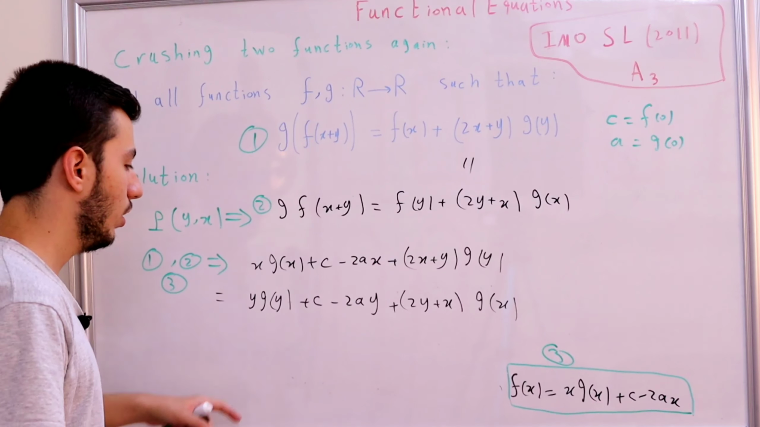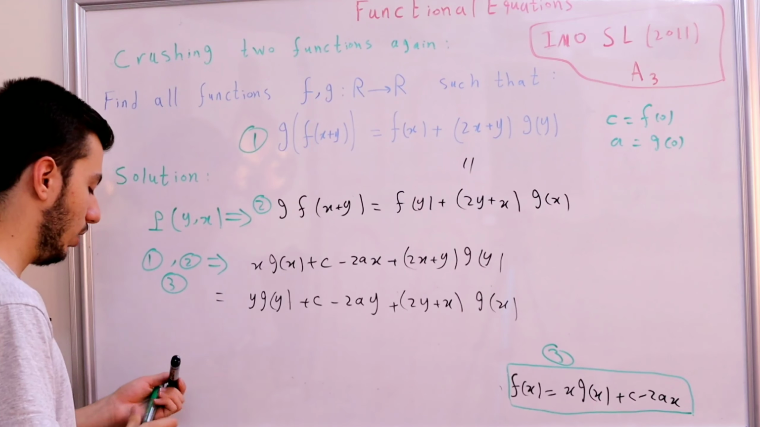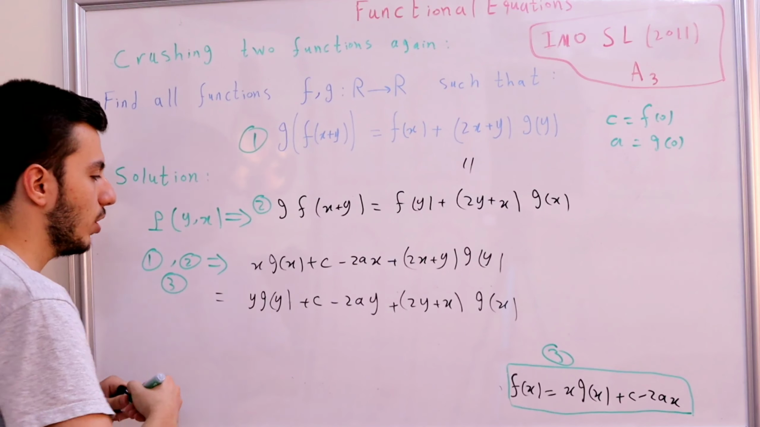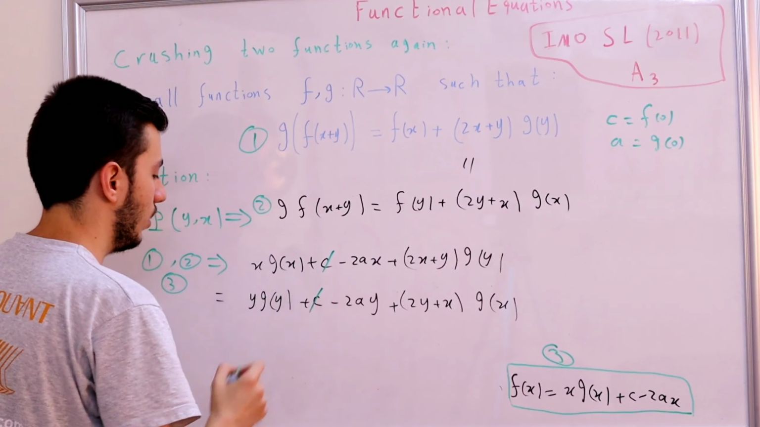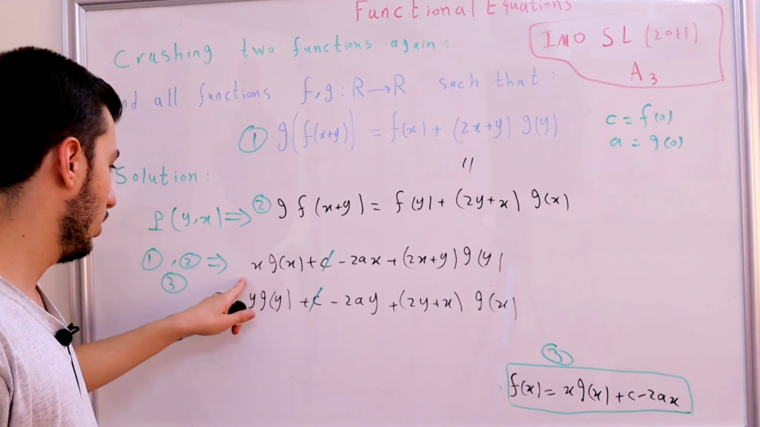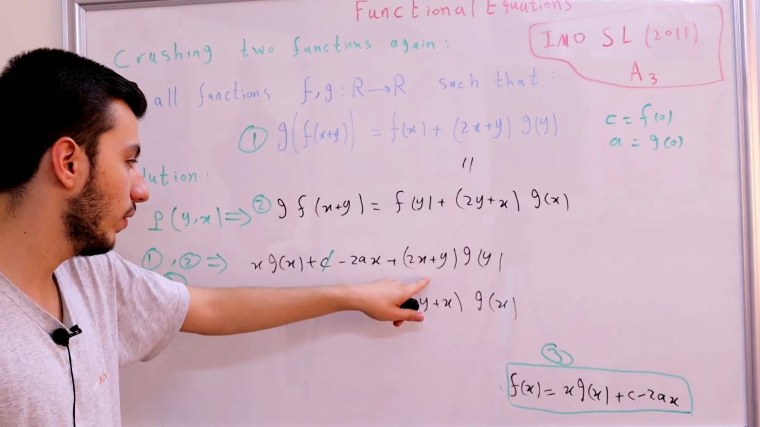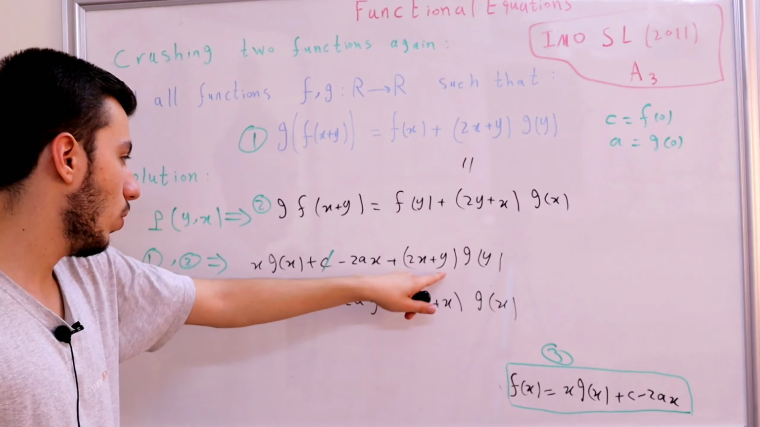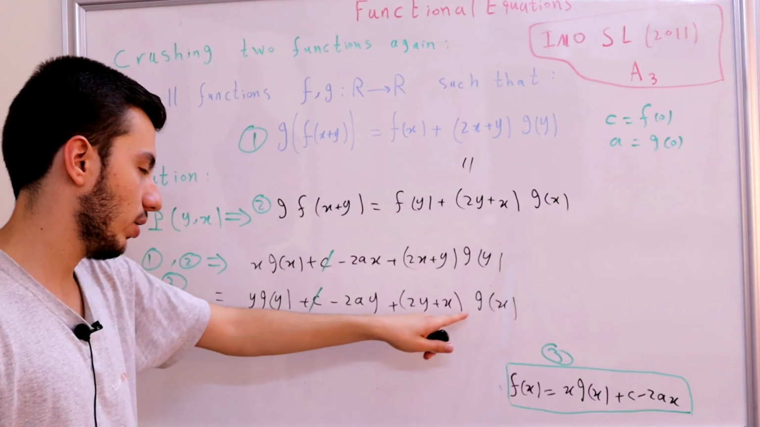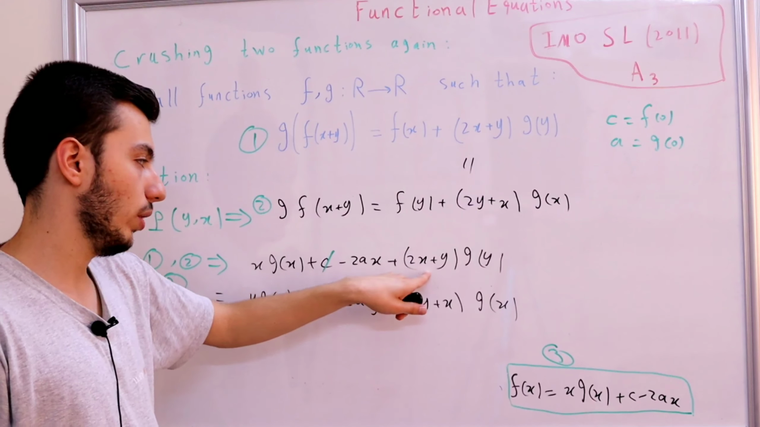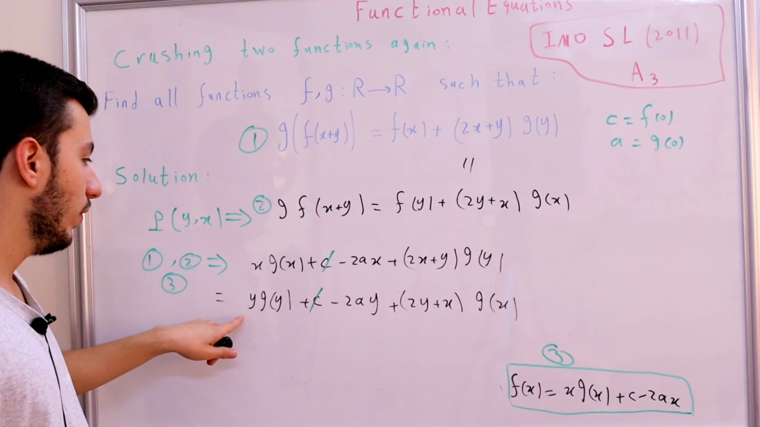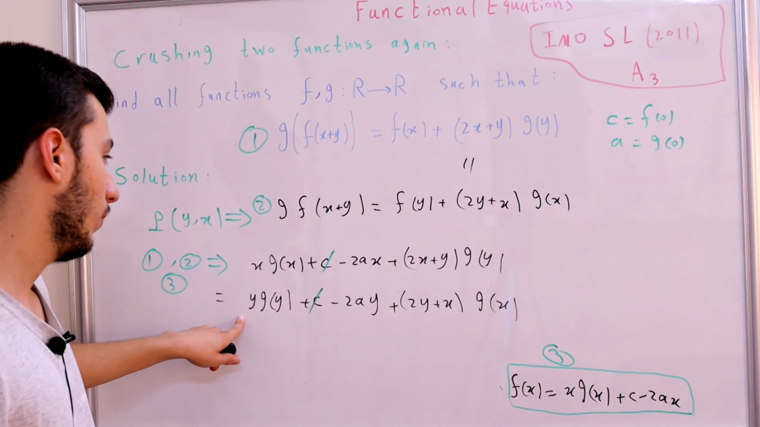So let's cancel the common terms. Here we have c, here we have c. Here we have y times g of y, and here we have x times g of x. Here we have 2x g of y, and here we have... okay, great.